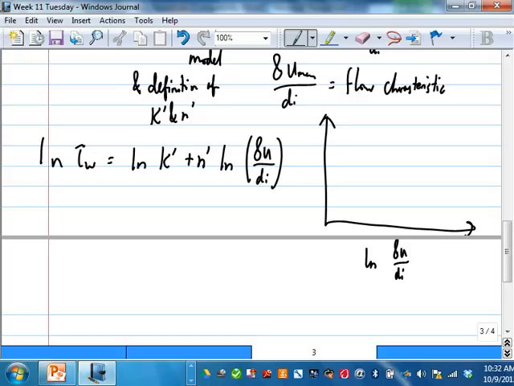We just assume that for a particular instant in time, the flow behaves like that. K prime and N prime may not be constant. They may be constant if you're lucky in certain cases, but they may not be. In other words, if I plot ln versus ln, I may not get a straight line. I may get a curve. If I get a straight line, fantastic. Then K prime and N prime are constant. Most likely in that case it's a power law fluid.